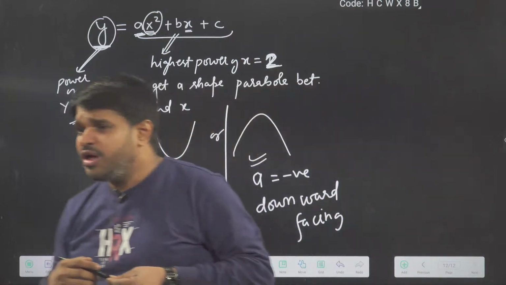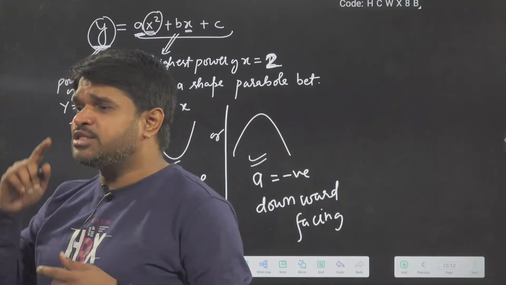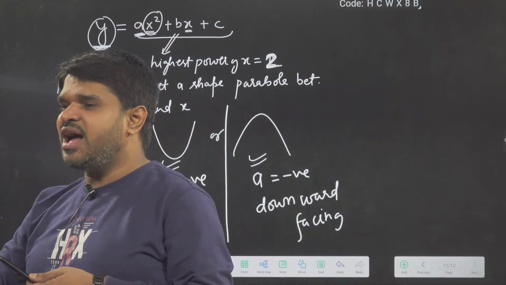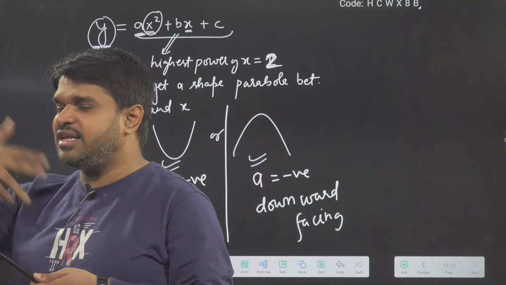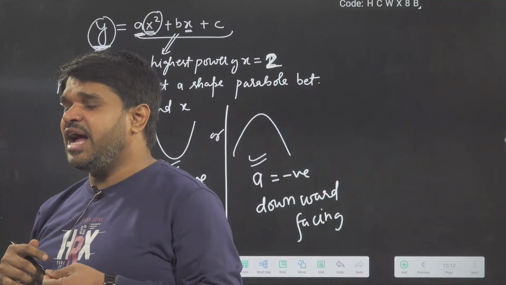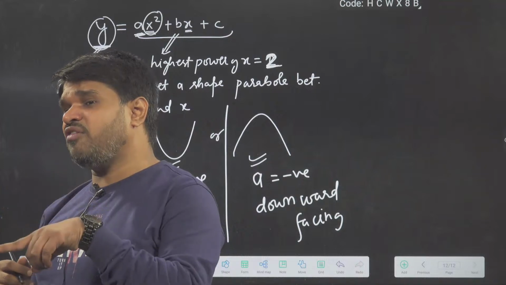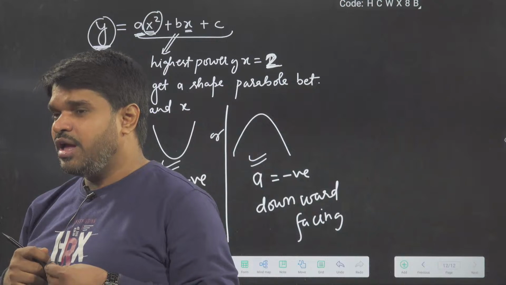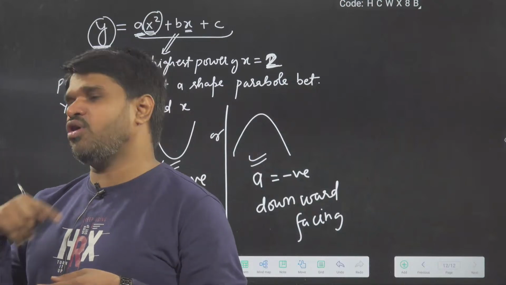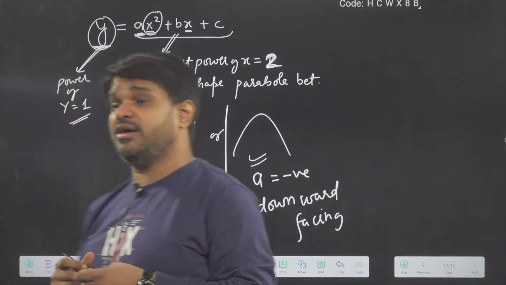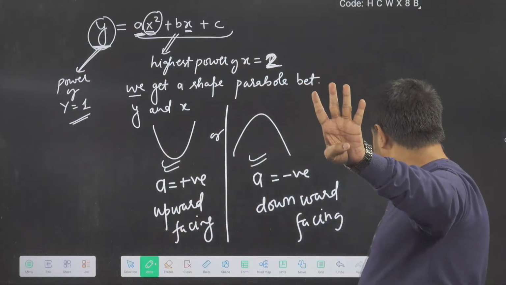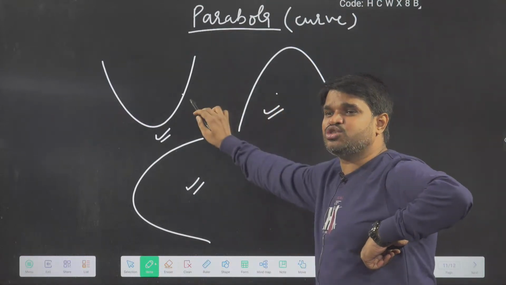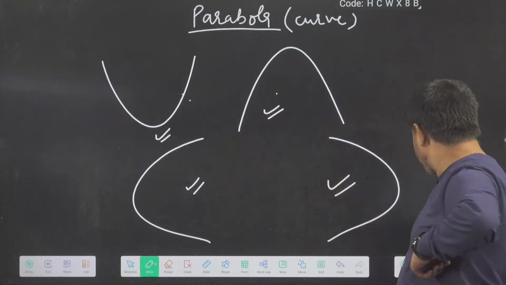Downward opening. If the power of y is 2 and the power of x is 1, is it also a parabola? Yes, but see, you are in the learning phase. I can't go very fast. I can't say everything in a single go. Yes, it is a parabola, but I will discuss it later on. But see, I have drawn 4 parabolas. First, I am dealing with these 2. Next, I will deal with these 2. So first of all, write this.